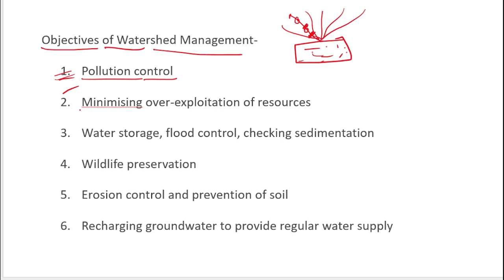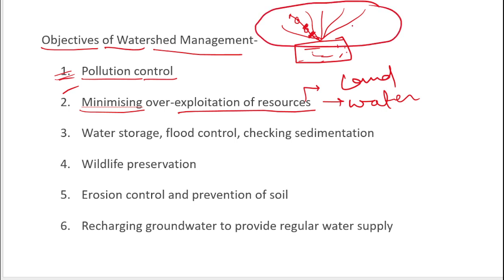Minimizing over exploitation of resources, both land and water. Because we are studying the whole catchment, we are not only using these water sources. The catchment of these water sources is what we are also studying in this watershed. वॉटरशेड मैनेजमेंट में resources तो यूज हो, मैनेज हो ही रहे हैं, पर जो इनका catchment है, जो land है, वो भी मैनेज हो रहा है. So over exploitation ना होना है land का ना water का, उसे मिनिमाइज करना है.